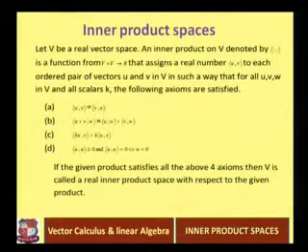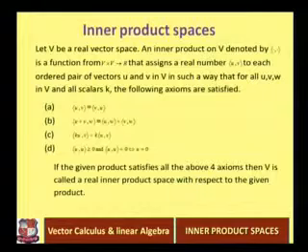First axiom: inner product of U, V is equal to inner product of V, U. That is the property of symmetry. Second property: inner product of U plus V comma W is equal to inner product of U comma W plus inner product of V comma W. That is the property of additivity. Third property: inner product of KU comma V is equal to K times inner product of U comma V. That is the homogeneity property.